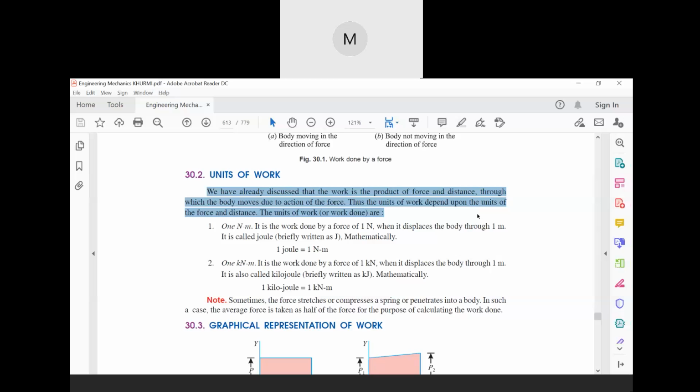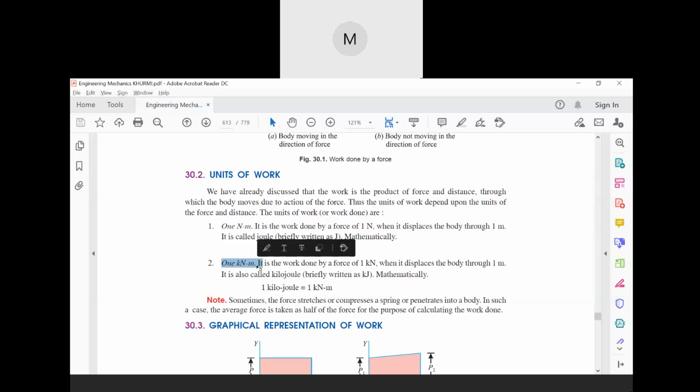Now if it is a higher amount, if you need some more, then we go for kilojoule. When the force is in kilonewton, that means 10 to the power 3 newton, then we will be having kilojoule. Understood? So you got the difference between when we have to use Newton meter and kilonewton meter.